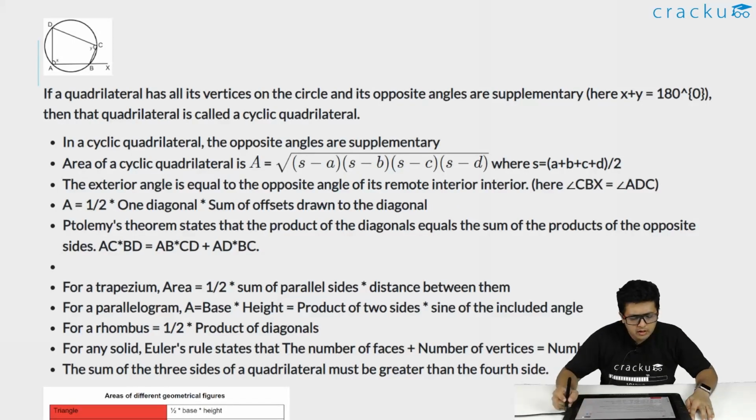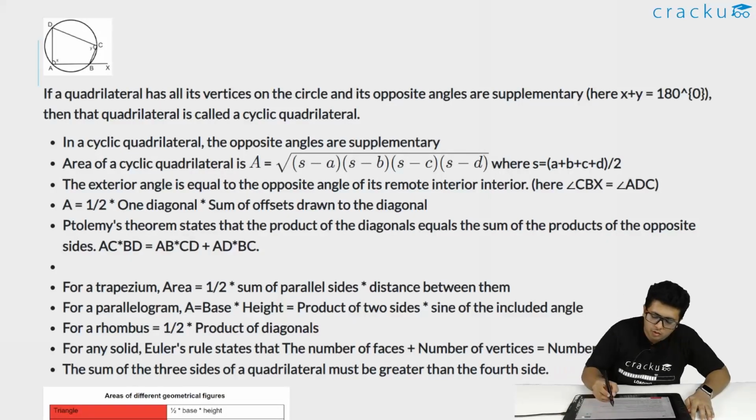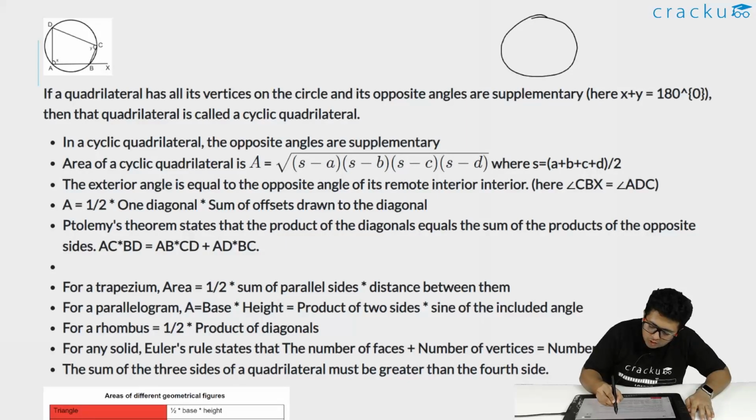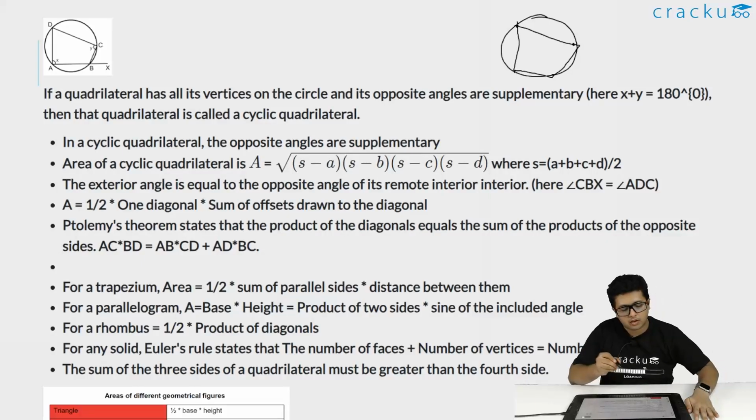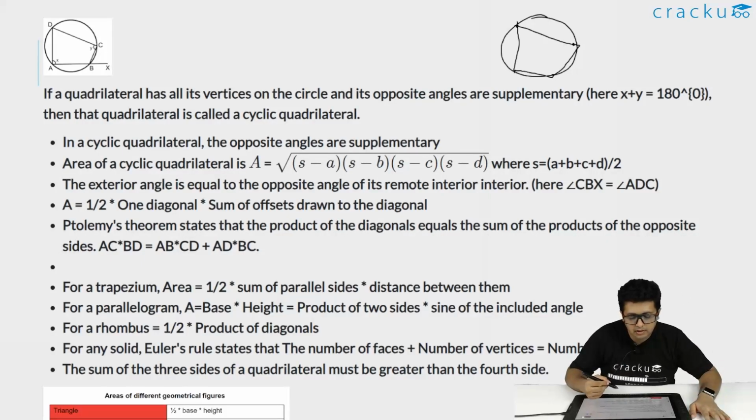So first we'll be talking about cyclic quadrilateral. Cyclic quadrilateral is nothing but a quadrilateral with all four of its vertices lying on the circumference of the circle. So a circle is drawn, and the quadrilateral has four vertices. If all four vertices lie on the circumference of the circle, that constitutes a cyclic quadrilateral. Because it's inscribed inside a circle, it has some interesting properties. We'll go through the properties.